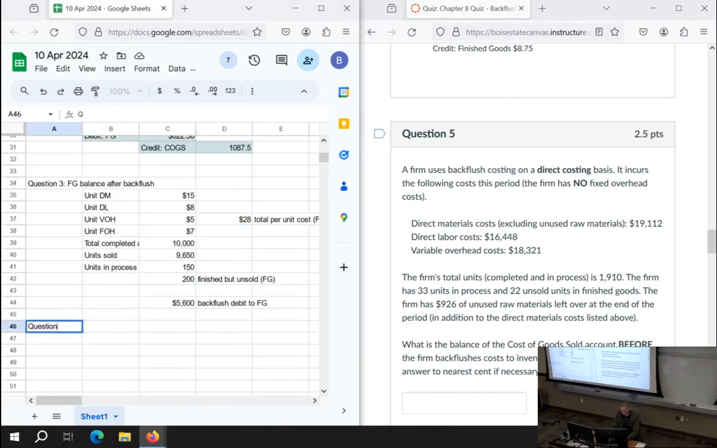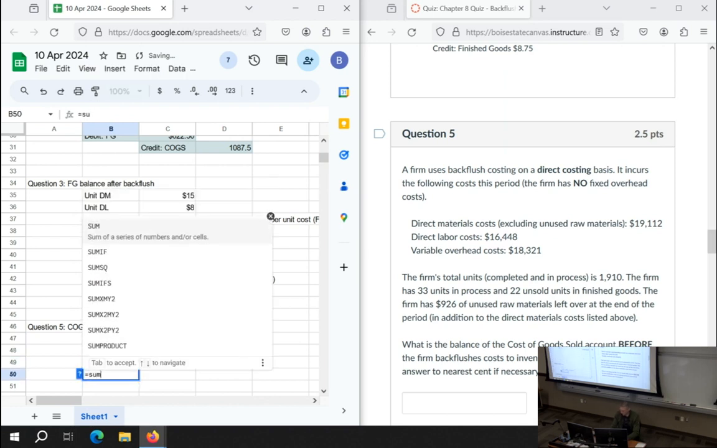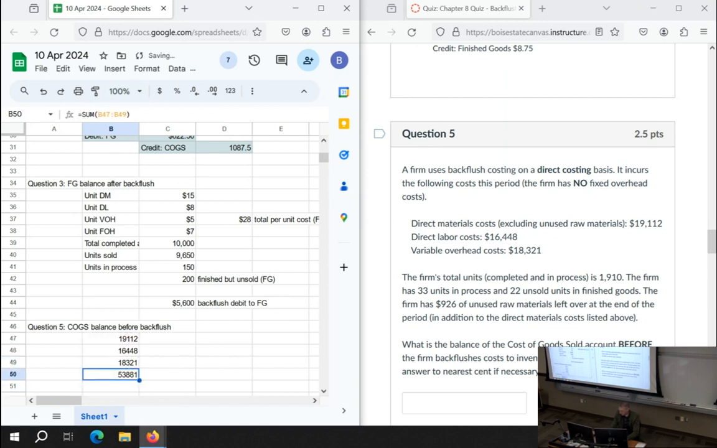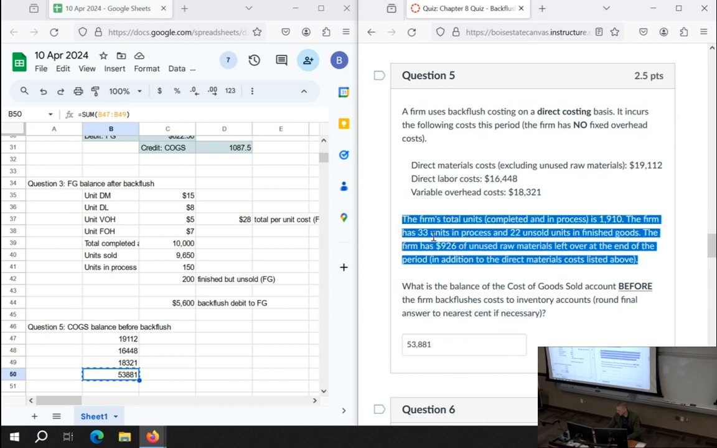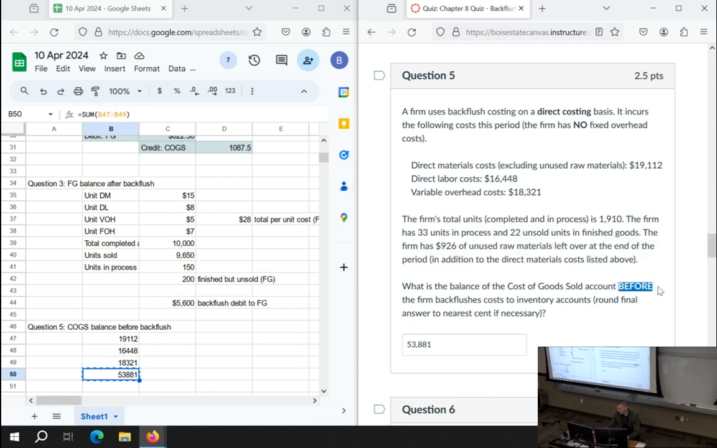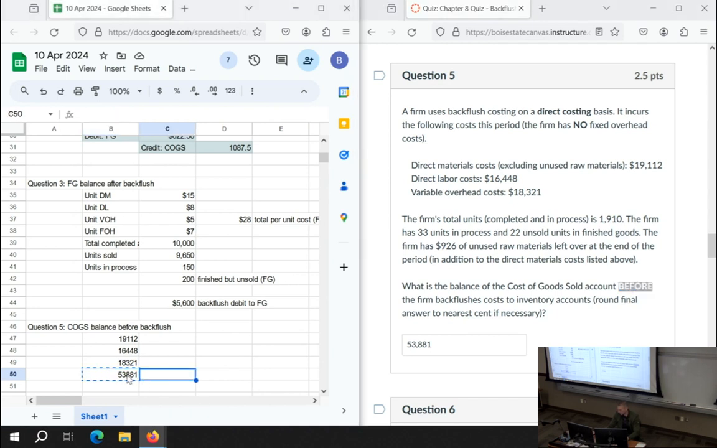So we jump to question 5. COGS before backflush. COGS balance. So we have 19,112. We have 16,448. We have 18,321. And we have the sum of those 3 as 53,881. And I literally haven't read through any of this. I assume it would be important if we were calculating the backflush entry, but we don't need to, because I'm asking the question, what happens? What does it look like before you backflush anything? Well, we had $53,881 of product cost incurred this period.